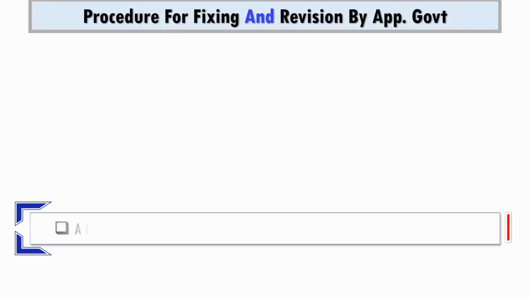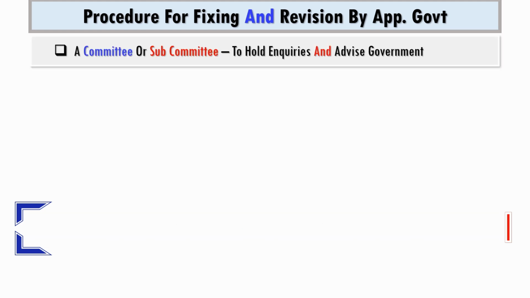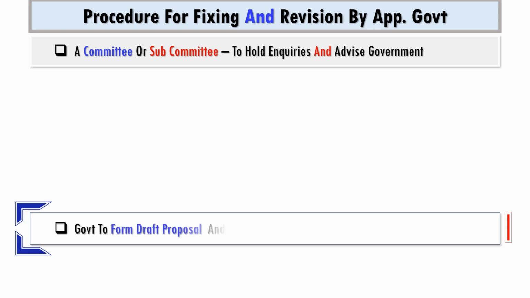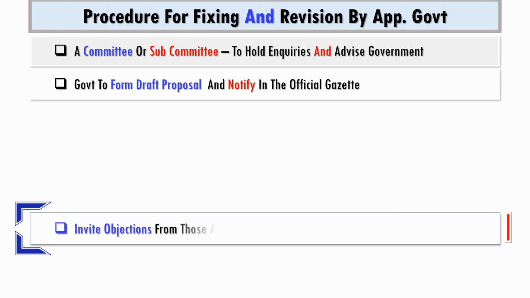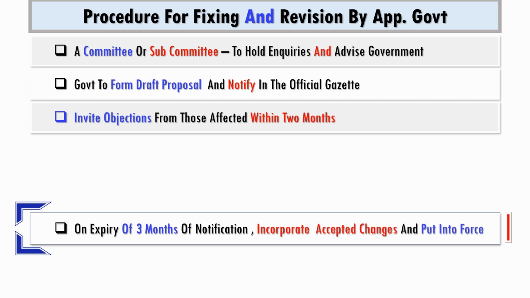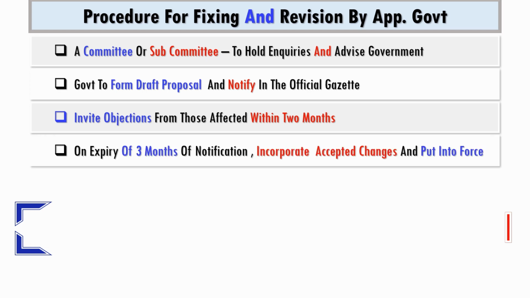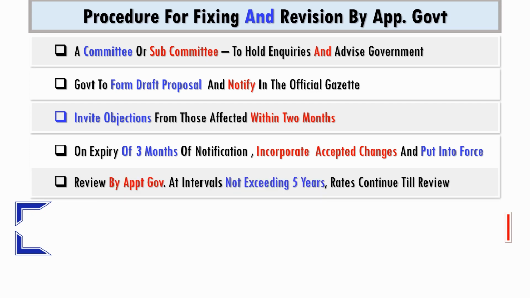The task of fixing and revising minimum wage is entrusted to a committee or subcommittee which will hold inquiries and then advise the government. The government will form a draft proposal and notify in the official gazette, inviting objections from those affected, and it gives a period of 2 months for the same, and on expiry of 3 months of notification, after incorporating accepted changes, the scheme will be implemented, and the government is required to review minimum wages at regular intervals not exceeding 5 years, and till the review takes place, the existing rates continue.